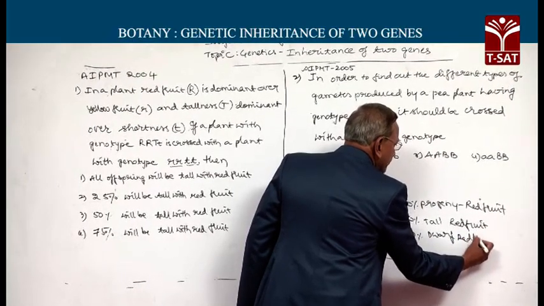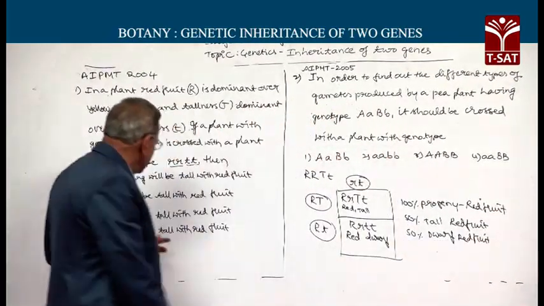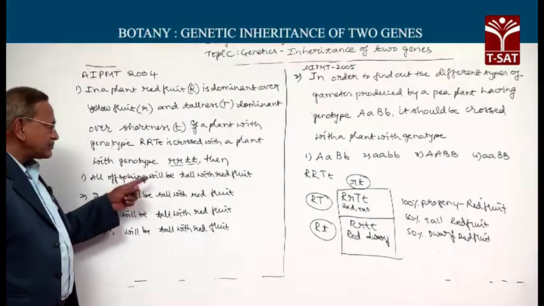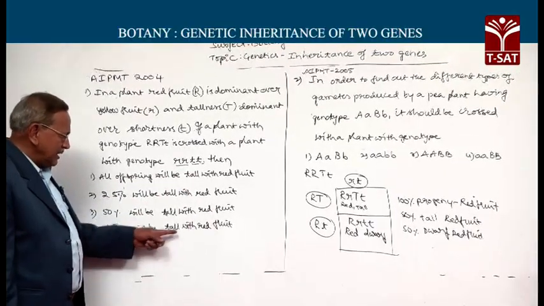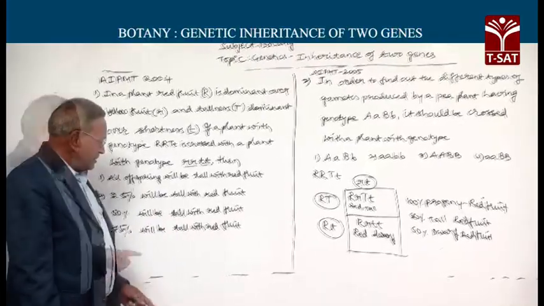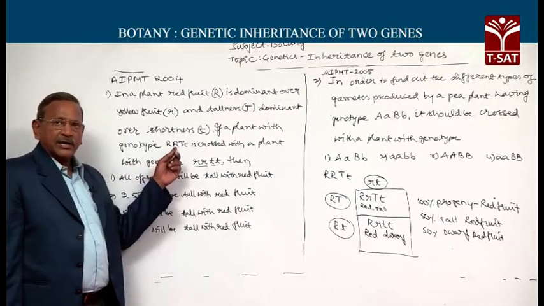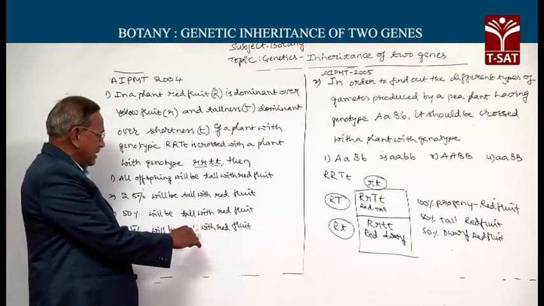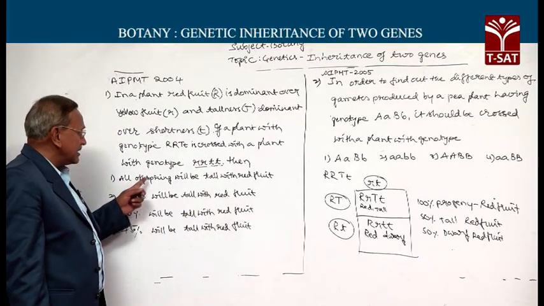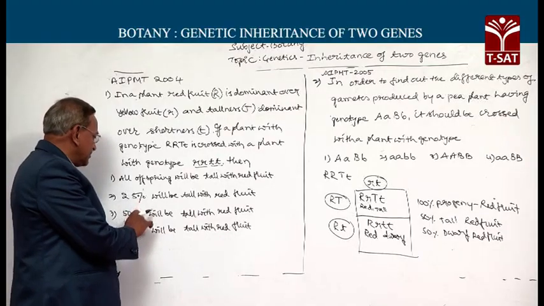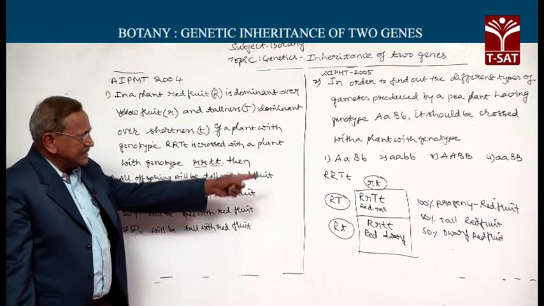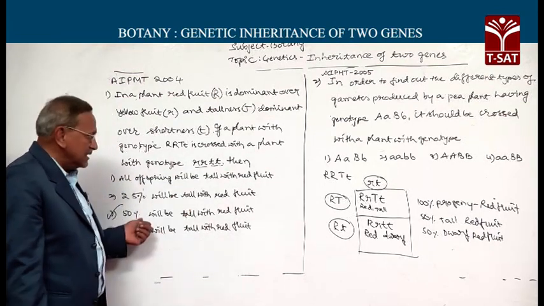So by looking at the genotype, we can eliminate the first option and also the fourth option. Looking at the genotypes, capital R, capital T, small t, and also small r, small t, we can conveniently eliminate the first and fourth options, and we are left with the second and third. And the third is the best option. That is the reason for the correctness of the third option.